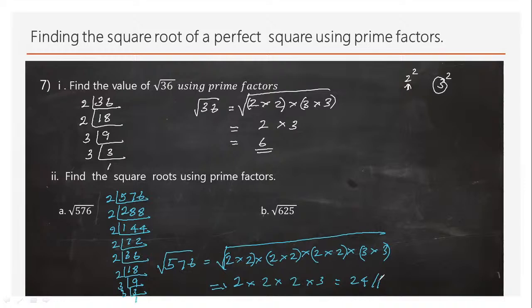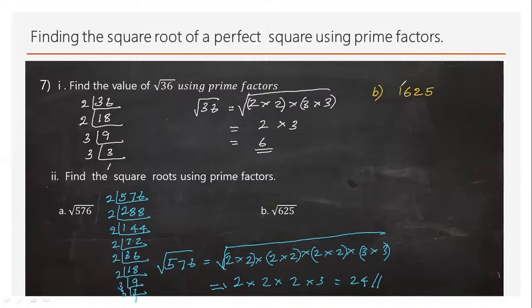Now go to the next one, 625. I will use yellow color and I will do the question here because the space is not enough. I have to explain properly now, so I will clear this one and start this sum using yellow color.